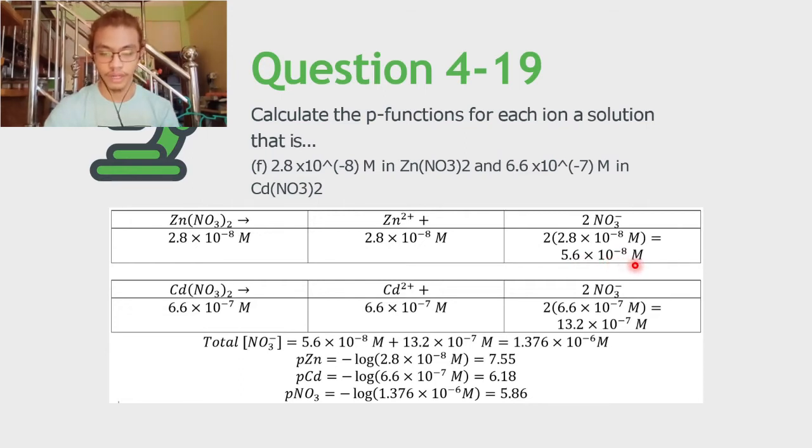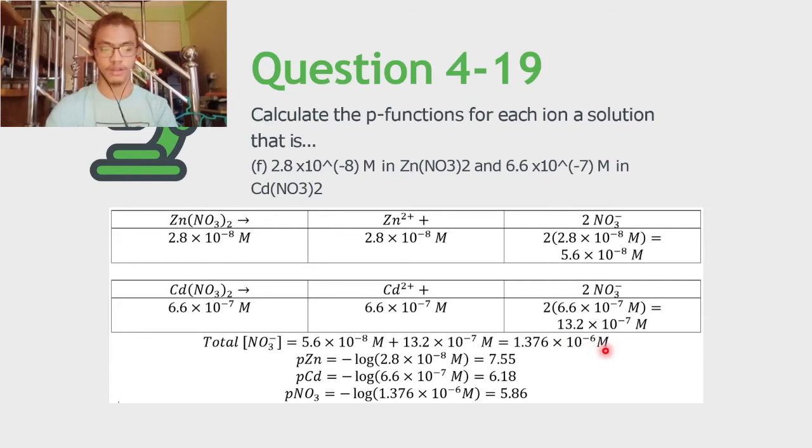The same goes for the cadmium nitrate, wherein the cadmium ions is 1:1 ratio with the cadmium nitrate, which is why it has the same concentration of 6.6 times 10 raised to negative 7 molar. And twice of that again is the nitrate ions, which is 13.2 times 10 raised to negative 7. Again, we added the concentrations of the two nitrates, which is 1.376 times 10 raised to negative 6 molar.